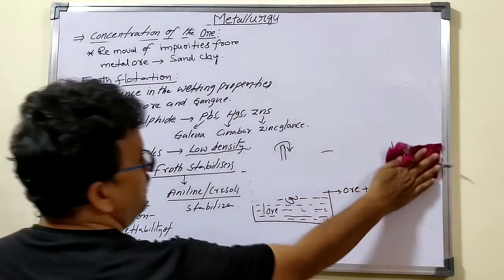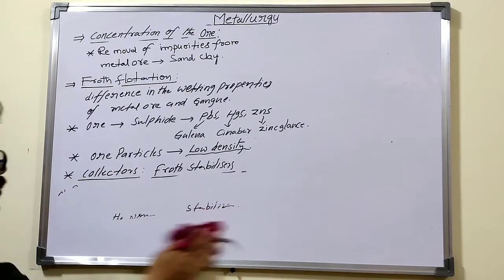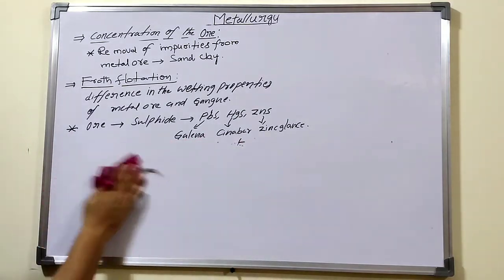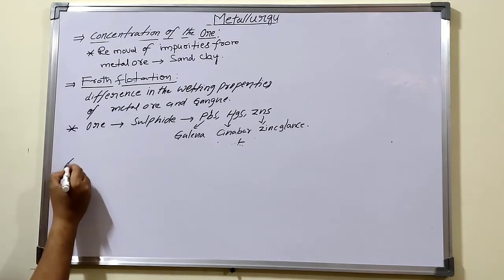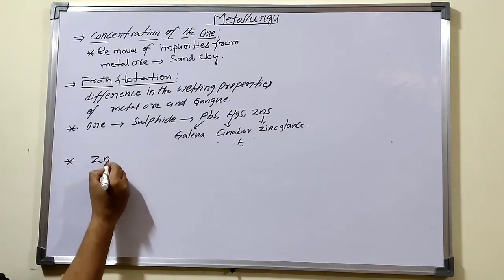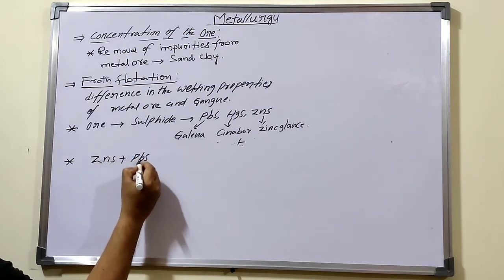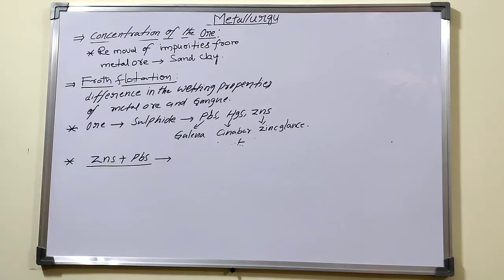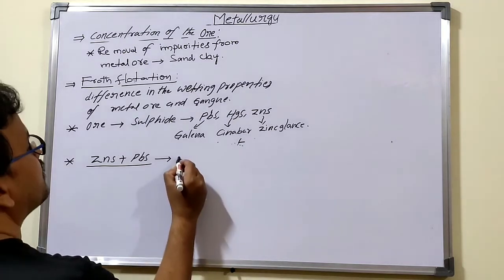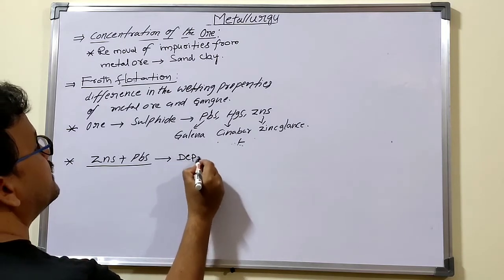But when an ore consists of two types of sulfides, for example zinc sulfide and lead sulfide ore, when two sulfide ores are mixed in a particular ore, then the separation will be done by adding some chemical substances, which we call depressants.